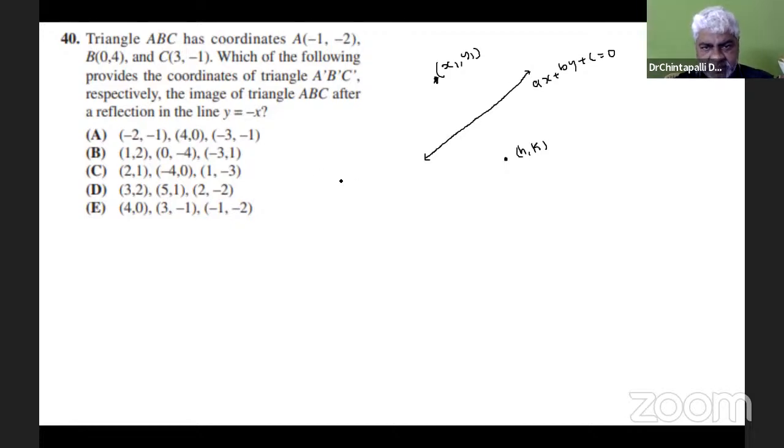That formula is: use this relation, (h minus x1) by a is equal to (k minus y1) by b is equal to minus 2 times of (a x1 plus b y1 plus c) whole by (a square plus b square). Do you remember this formula?